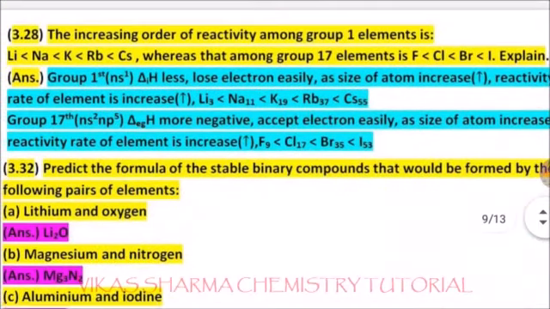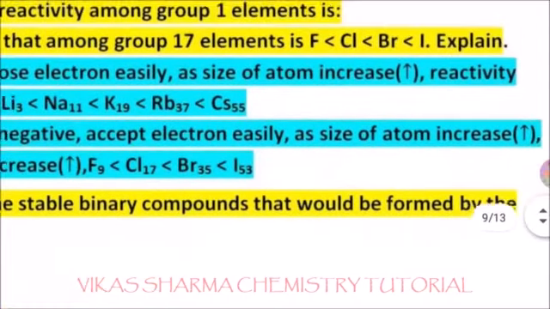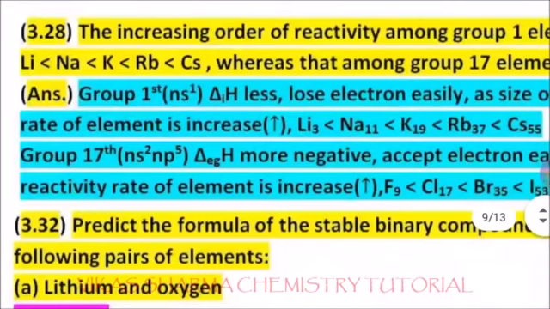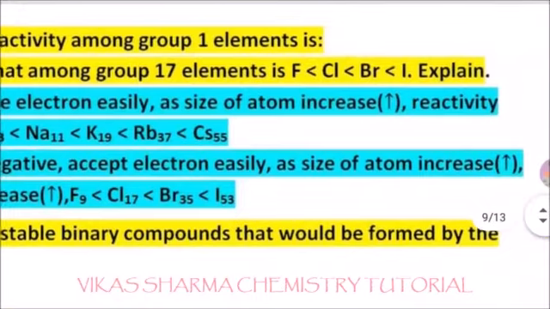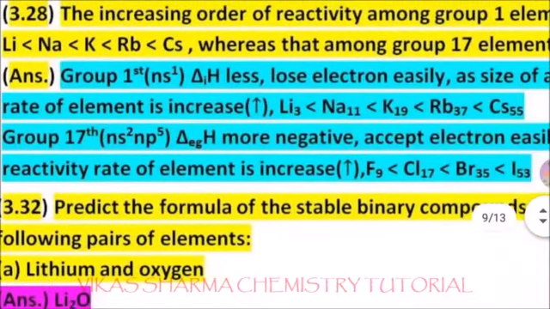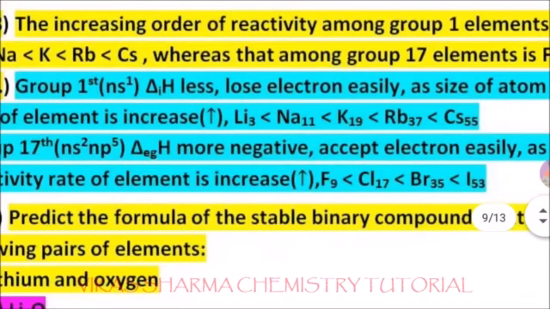Next is 3.28. The increasing order of reactivity among group 1 elements is lithium, sodium, potassium, rubidium, cesium, whereas that among group 17 elements is fluorine, chlorine, bromine, iodine. Explain. Group 1 is ns1, with low delta H, so electrons are lost easily. As the size of the atom increases, the reactivity of the element increases. Lithium has a small size, so its ionization enthalpy is great. But when we move to the bottom, cesium has a greater size, so it easily loses electrons, and the reactivity is high in the case of cesium.